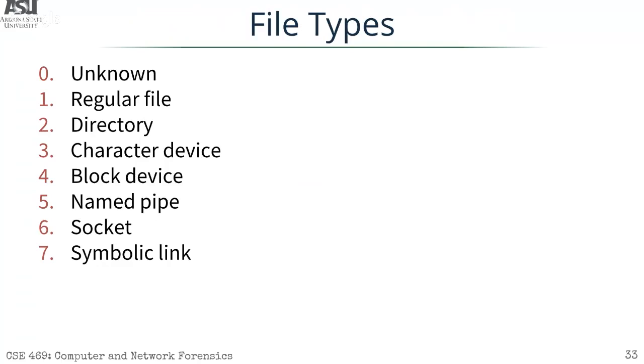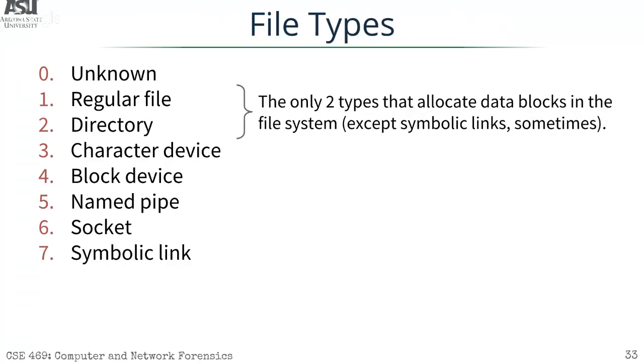Last slide for the day. We already talked about file types a little bit. The most important 2 types are which ones again? Yes, the regular file and the directory. Interesting thing, these are the only 2 types that actually allocate blocks of data. Character device, block device, those are external devices, so it doesn't make sense for us to allocate data on this file system. The named pipe and socket are kind of the same thing. They're just a way to access stuff from the outside world.